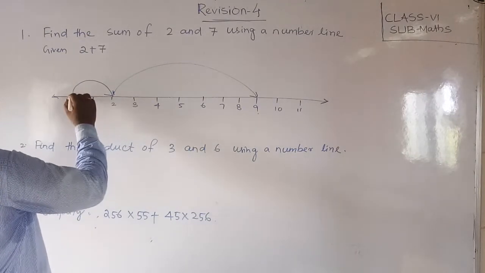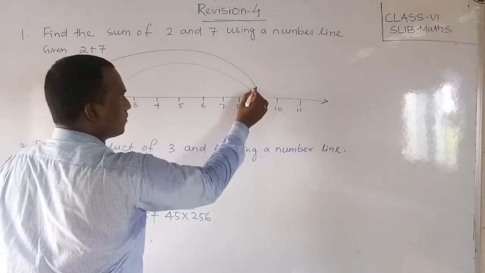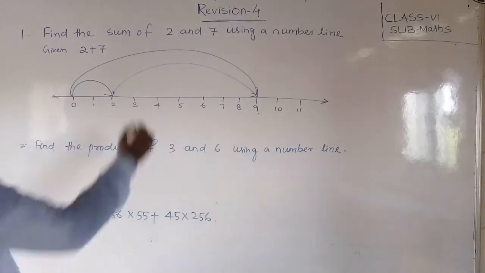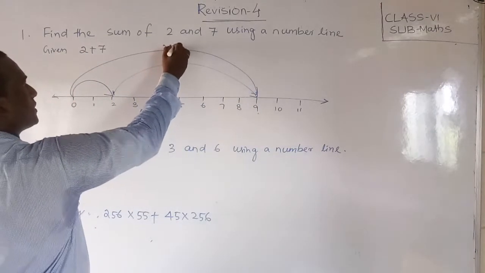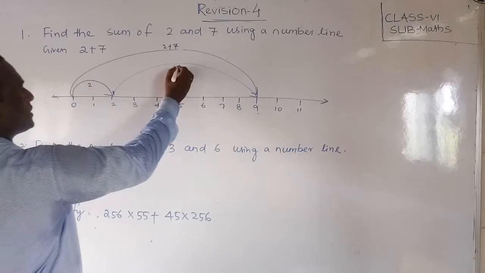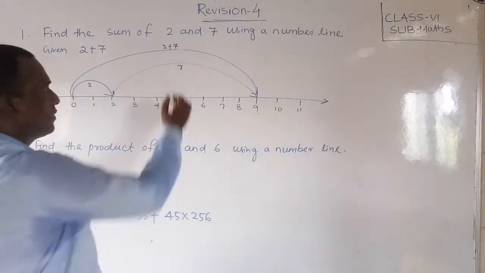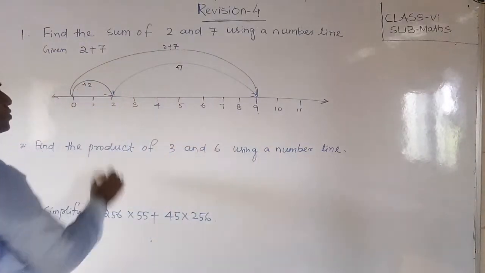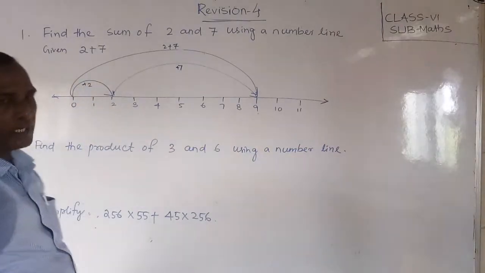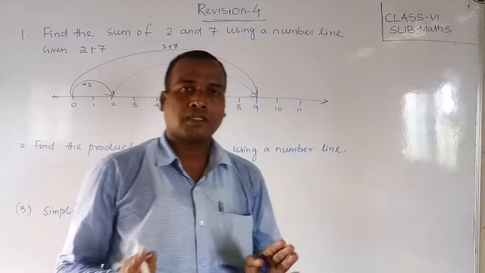If you want to show the result, you can show it like this also. This is 2 plus 7. This is 2. This is 7. Are you clear? Plus 7. This is also plus. Write like this. Okay. Did you understand? Yes.